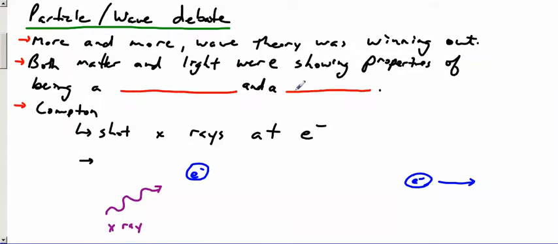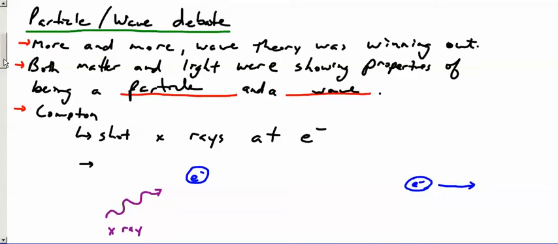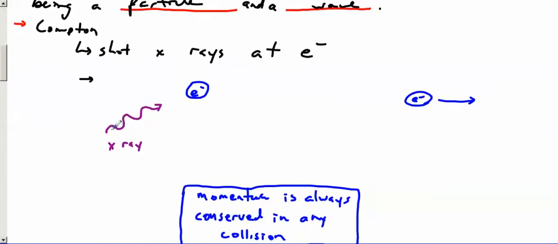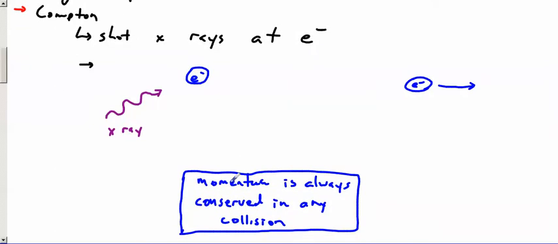And then we keep going back to this light being a particle and a wave. More and more, wave theory was starting to win out, and both matter and light were showing properties of being a particle and a wave. And this is a really famous experiment done by a scientist named Compton. He shot X-rays at an electron, and in a collision between two particles, momentum is always going to be conserved in any collision, and that's something that we cover in grade 12 physics. The total momentum before the collision must be equal to the total momentum after the collision.